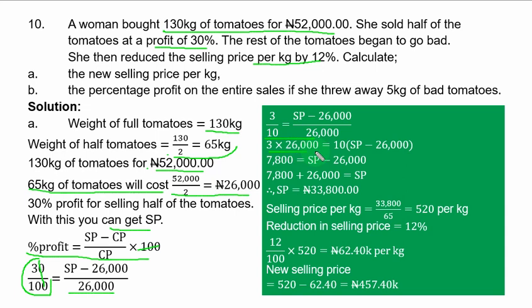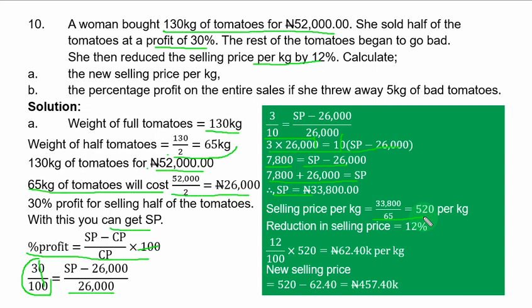If you cross multiply, you have this result. Instead of multiplying the right hand side to have very large values, you can simply divide through by 10. So this 0 removes 1 zero from here. So you are left with 2,600 times 3, that is 7,800, equal to selling price minus 26,000. Collecting terms, you have this result. Therefore, selling price is equal to 33,800. Selling price per kg: you divide that value by 65 and you have 520 per kg.